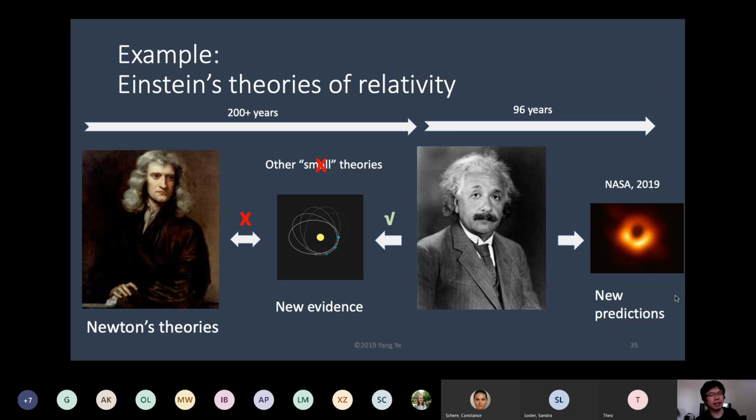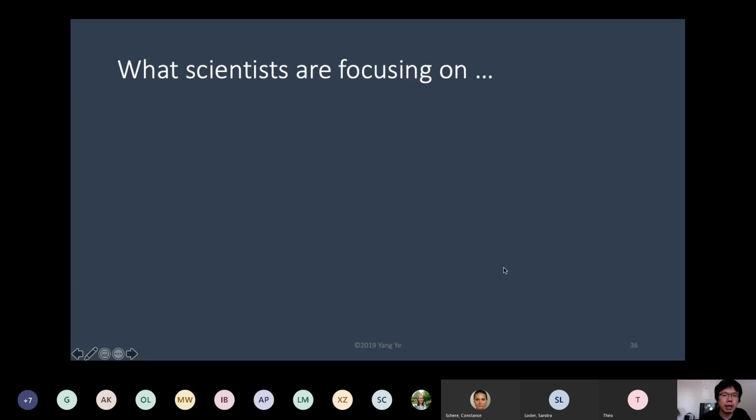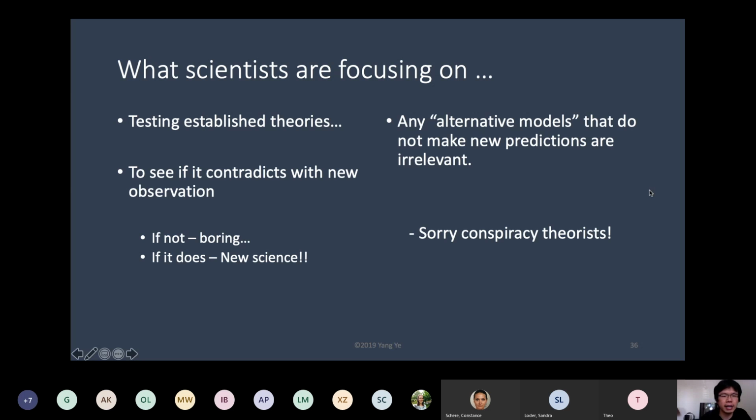Okay, so that's a classic example of how theoretical progression happens in a discipline like theoretical physics. So based on this logic, what the scientists are actually doing is spending their time testing established theories to see if they contradict new observations, right? And if the new observation fits into existing theories, they find it boring. If it does contradict the theories, then there's new science, and that's how Einstein came up with his theory.